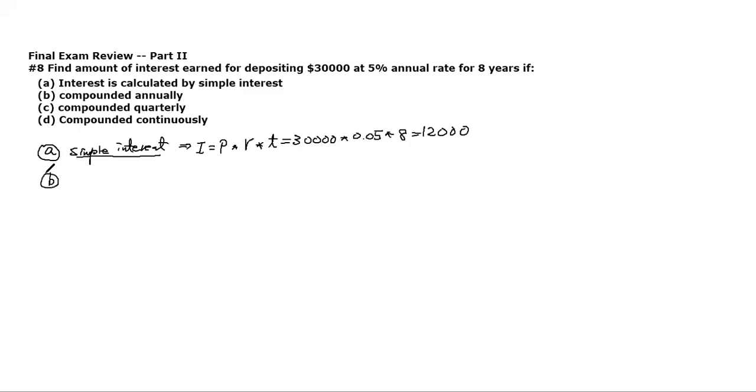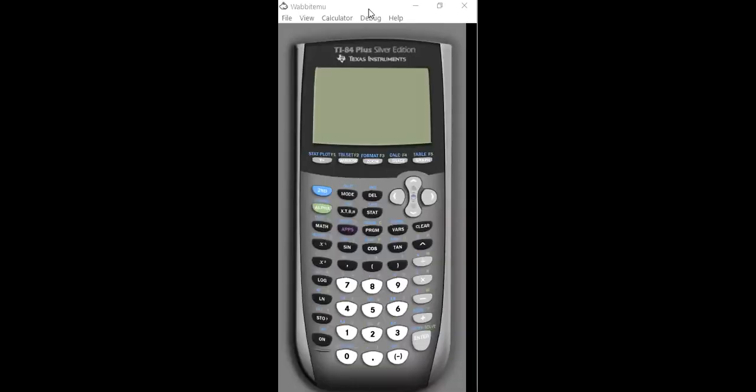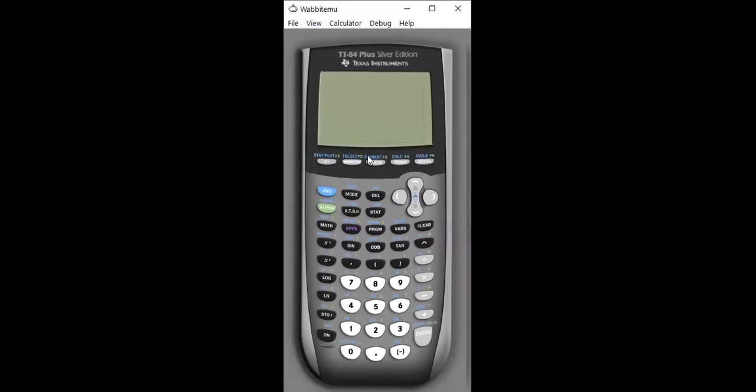Okay, so now if I want to do compounding annually, instead of using the formula, of course, you can use the formula, or you can use the TI-84. So I'm going to show you how to use the TI-84 to do it. So I'm going to leave the whiteboard and go to the TI calculator. Okay, so here we go. You turn that on and clear that out.